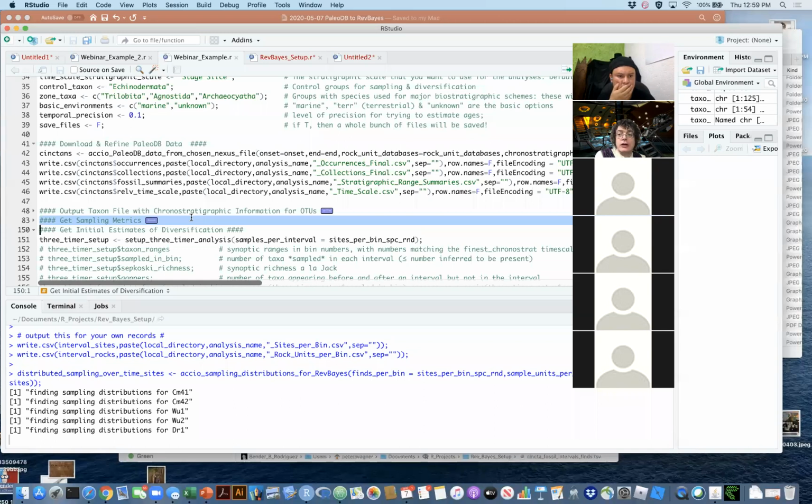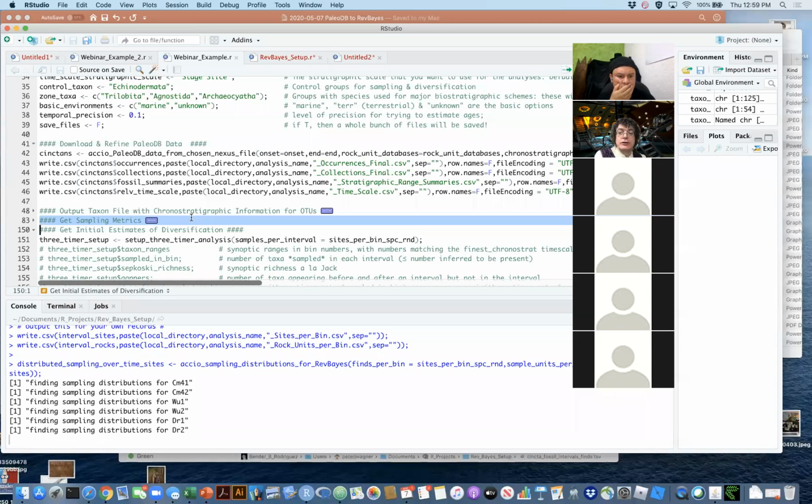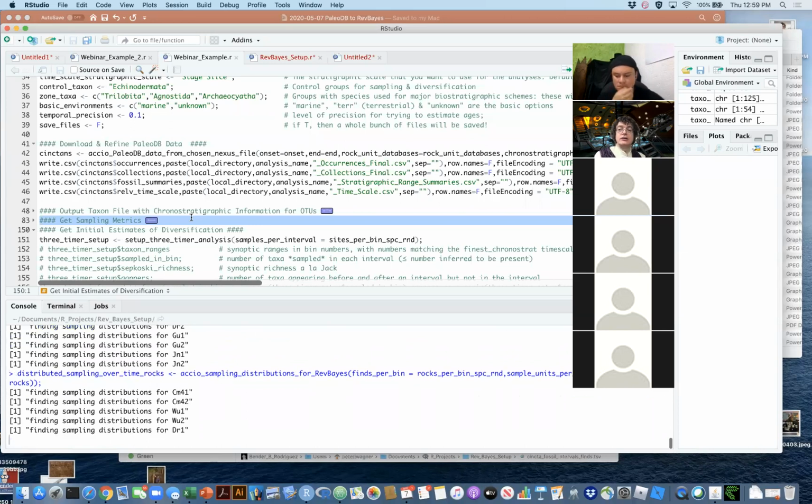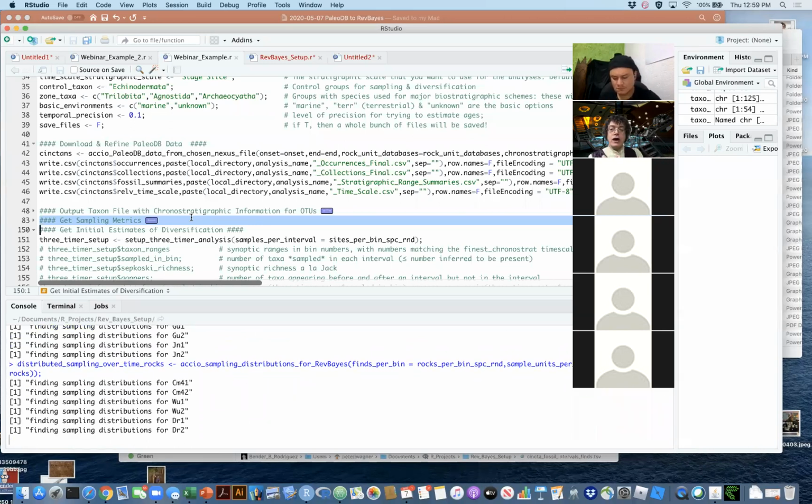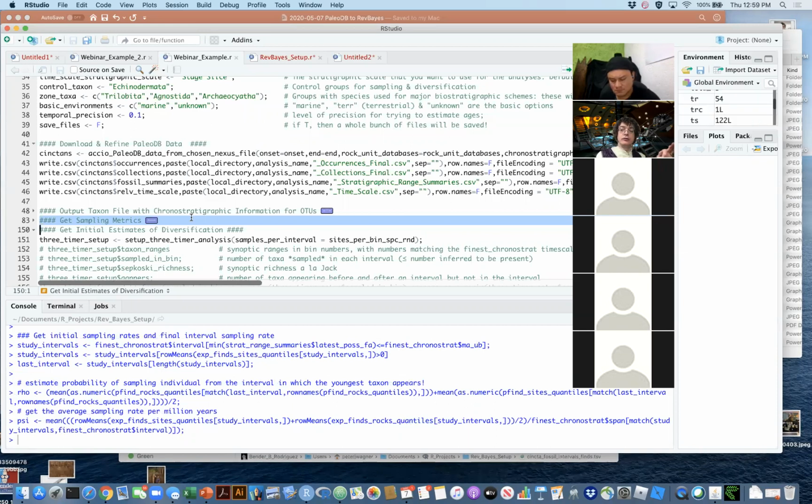And what this is doing is estimating the sampling based on the distribution of finds in collections first and rock units second in the individual time intervals. Moreover, this is not just an estimate based on the average number of collections. It's using that for a sort of uniform distribution, but it's also looking at distributed sampling rates: exponential, a log normal, and a beta. And it's going to take a weighted average of those based on how well they fit the model.